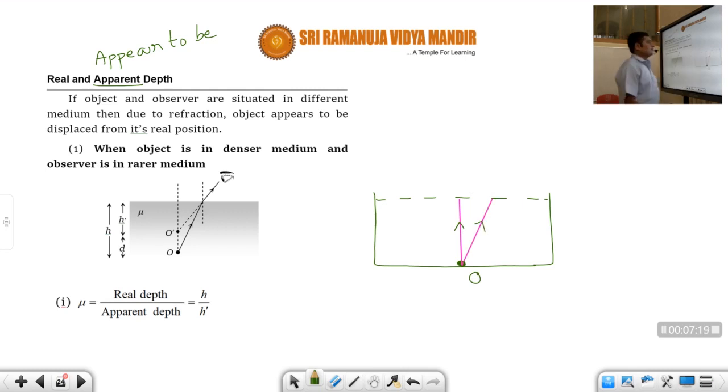Now as I told you in the last sessions, in the refraction of light topic, whenever a light ray is traveling from one medium to another medium, the light ray would bend. Depending upon which medium it is traveling from and to which medium it is going to, the ray will bend either towards the normal or away from the normal.